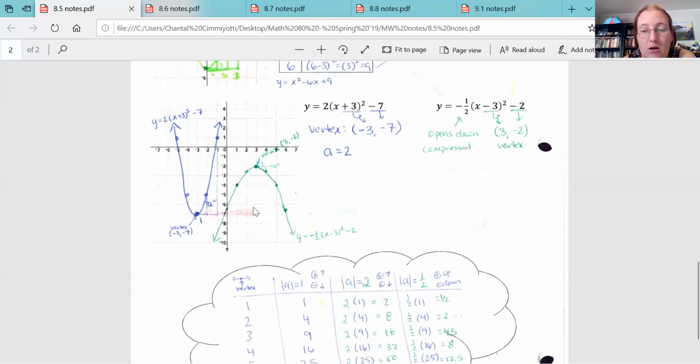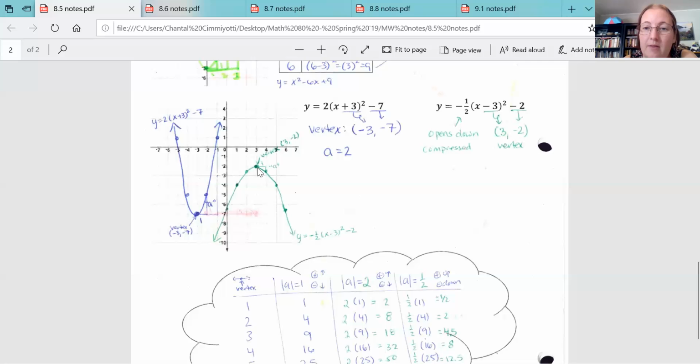Now in XYZ, all you need is the vertex and one other point. So it's always 1 and then whatever your a is, because it's going to be 1 times a. So it's going to be a. Here it's always 2 and then 4 times your a. So in this case, 4 times 2 was the 8.